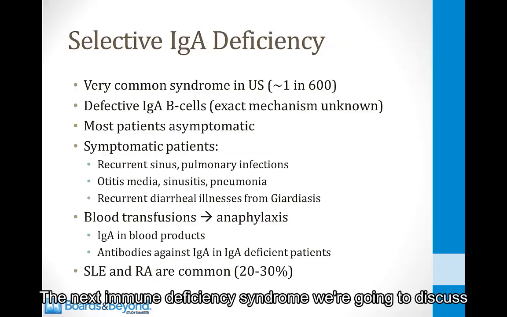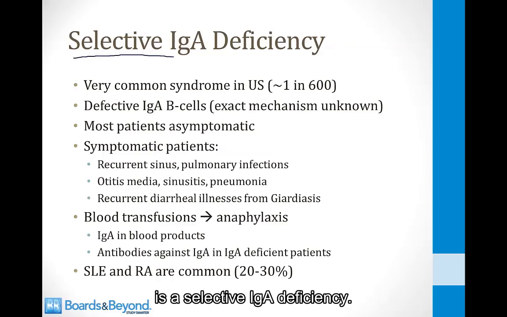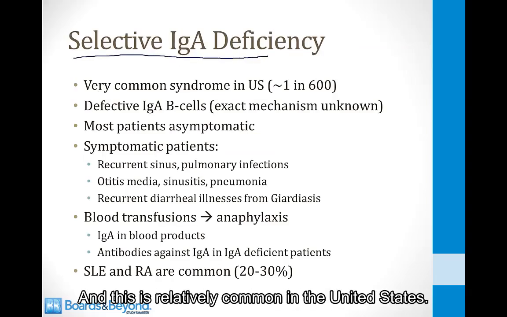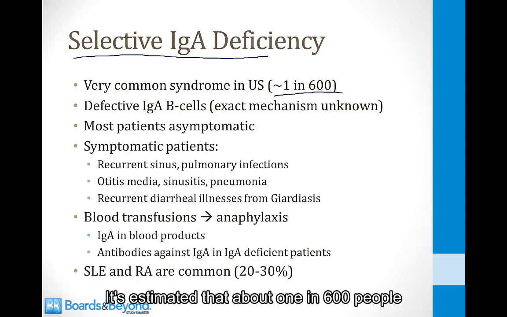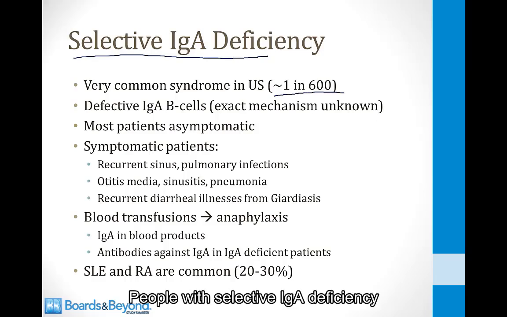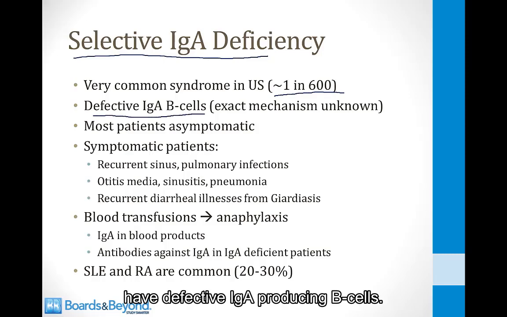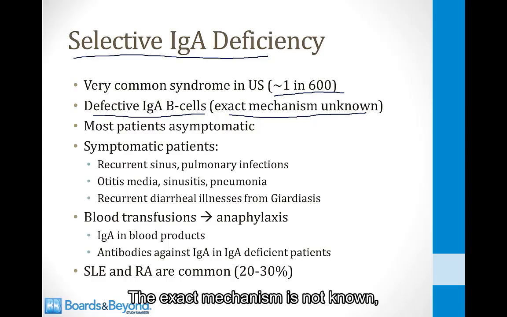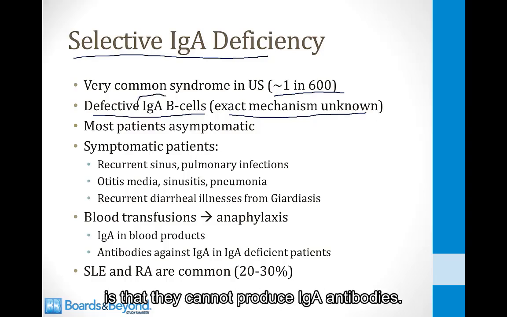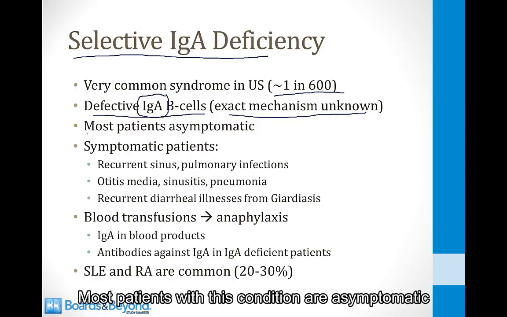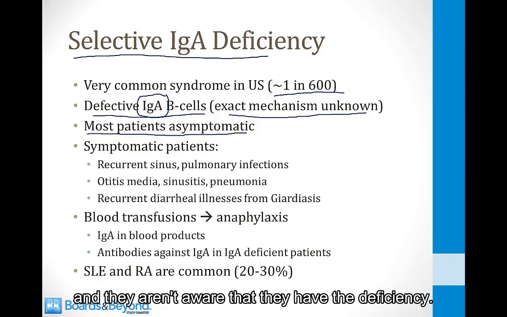The next immune deficiency syndrome we're going to discuss is selective IgA deficiency, and this is relatively common in the United States. It's estimated that about 1 in 600 people have this condition. People with selective IgA deficiency have defective IgA-producing B cells. The exact mechanism is not known, but the underlying problem is that they cannot produce IgA antibodies. Most patients with this condition are asymptomatic, and they aren't aware that they have the deficiency.